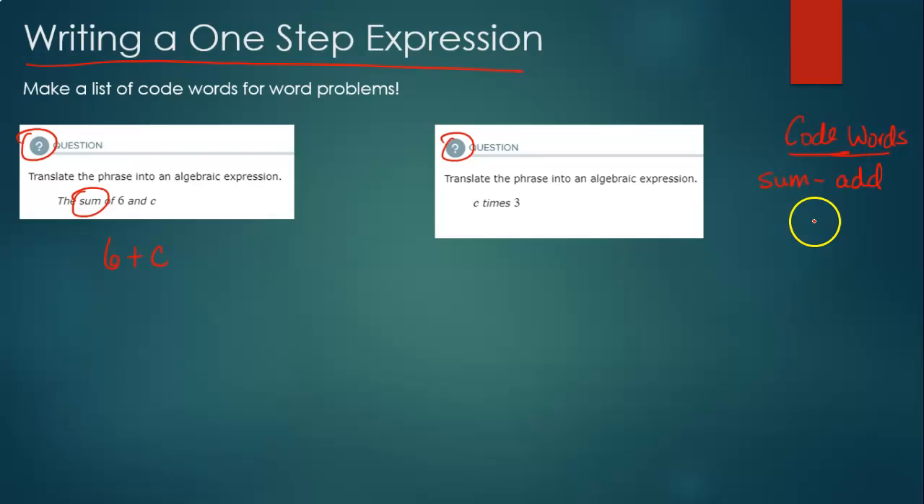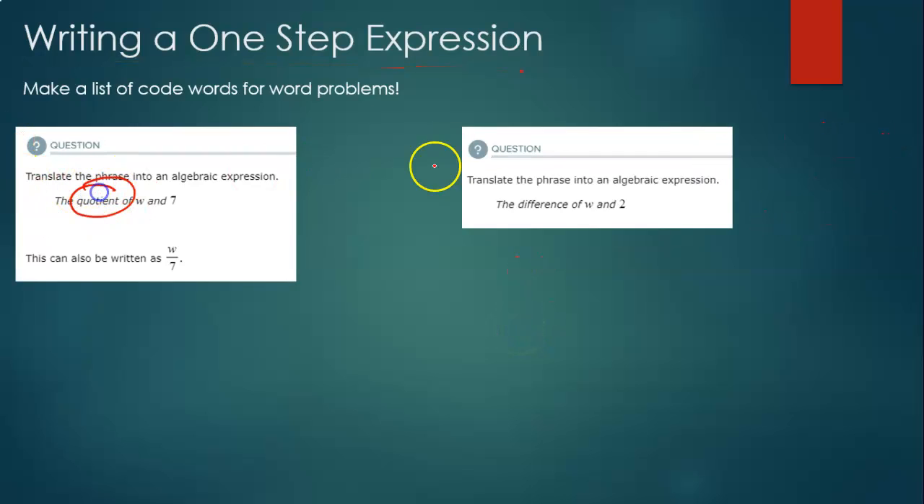For this one, C times 3, times, if you don't know, means to multiply. So add that to your list of code words if you don't have that already. And you can either write this as C times 3, but if you've been doing this long enough, you know that usually this will be written as 3C. But either one is correct there.